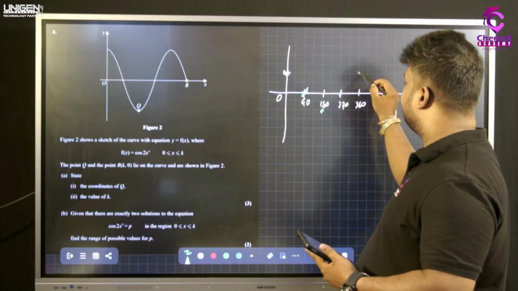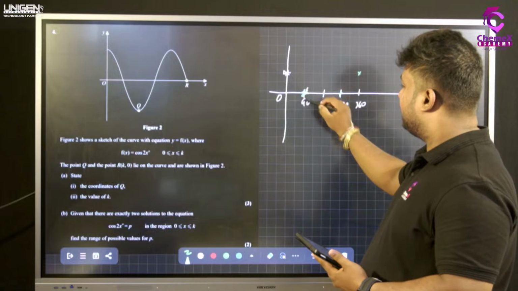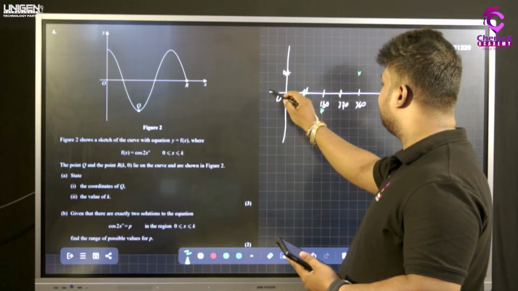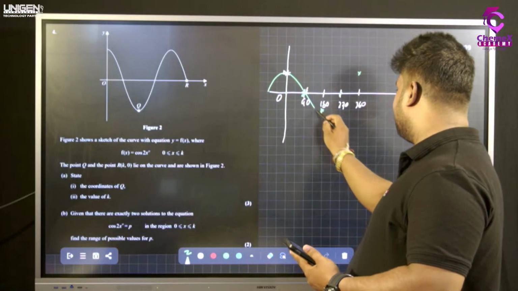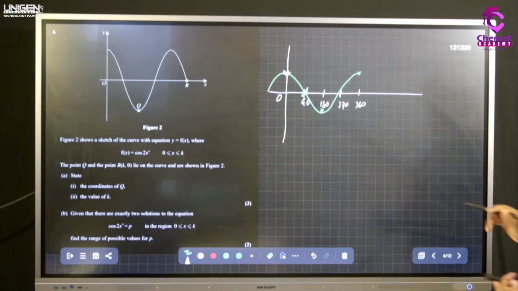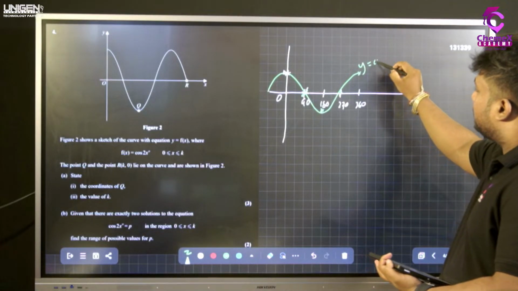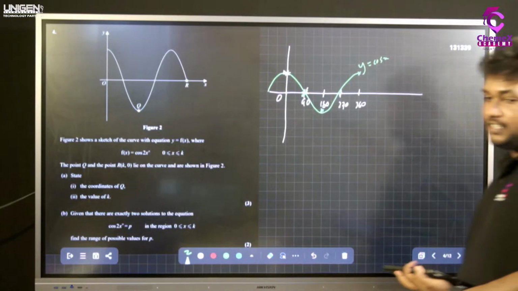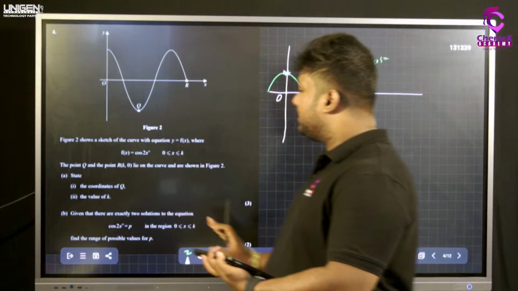So I just marked it like that, and then I'm gonna draw the nice curve. It's actually gonna come like this, go like this, and go up like that. Okay. Now that's the y equals cos x. Anyone has doubts with how to draw y equals cos x? Now I'm gonna explain what is gonna happen in this case.